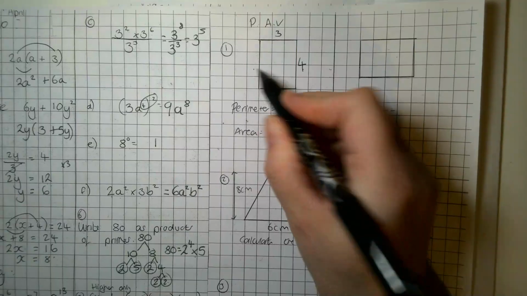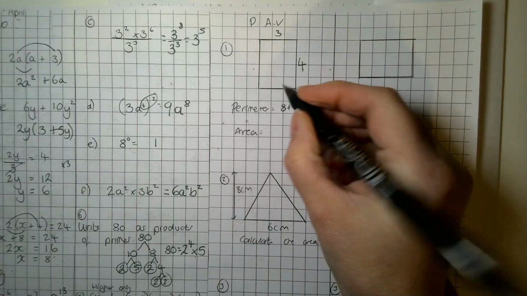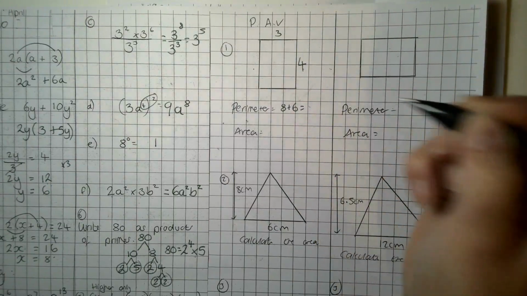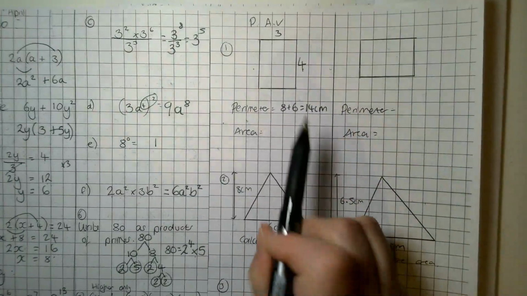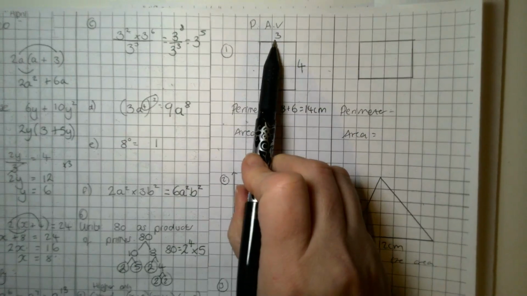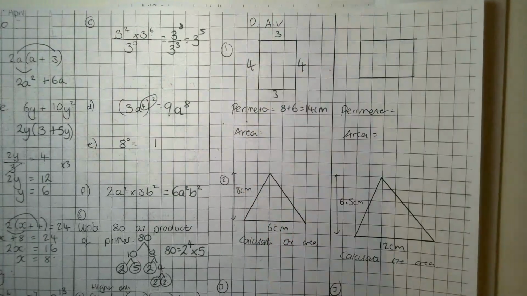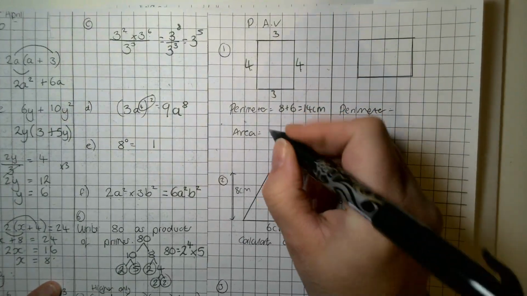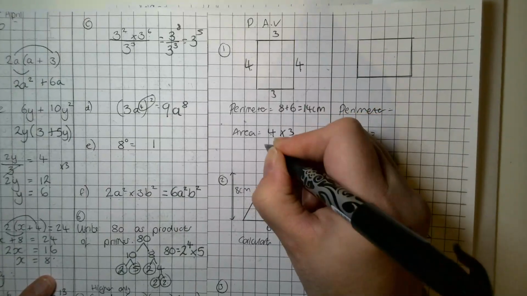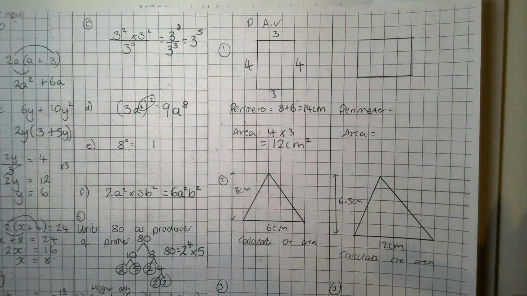I know I've got 4, add 4, which is 8. And then I've got another 3, which is 6. And I can add those together to get me 14 centimetres. Alternatively, you could have done 4, add 3, which is 7, and doubled it. Or you could have just gone all the way around the outside and added those lengths together. Area, this way you're going to multiply the length by the width for the rectangle, so 12 centimetres squared.